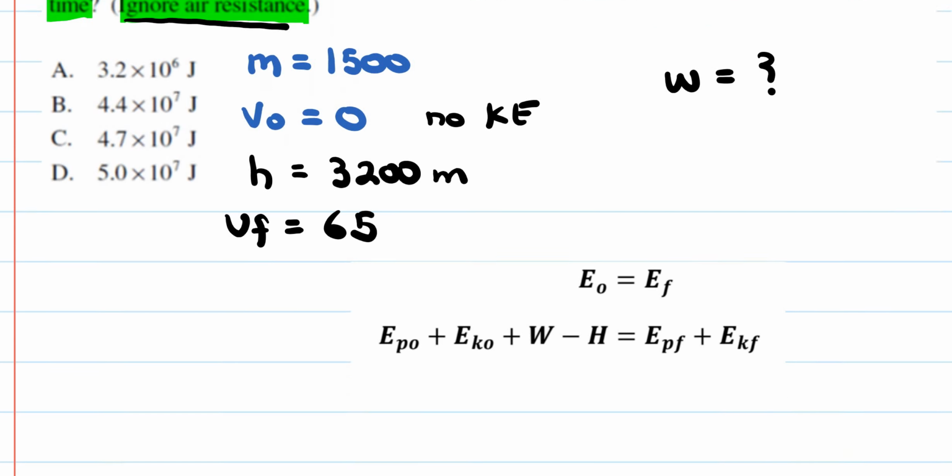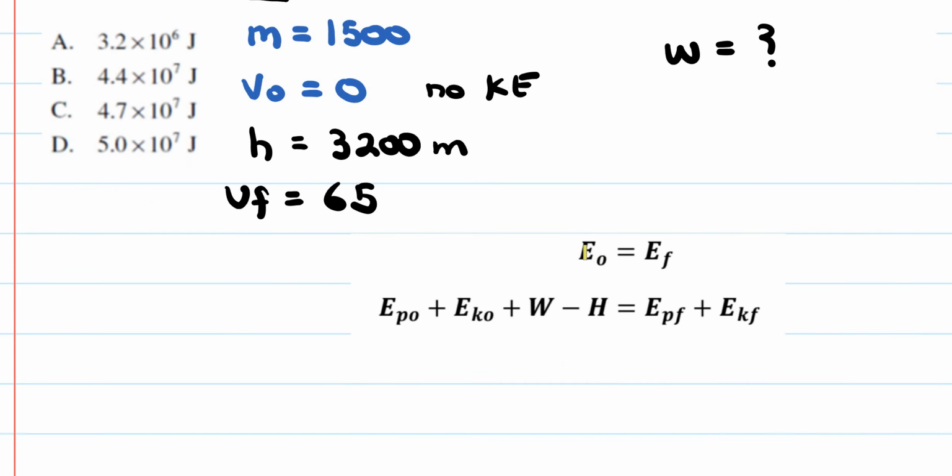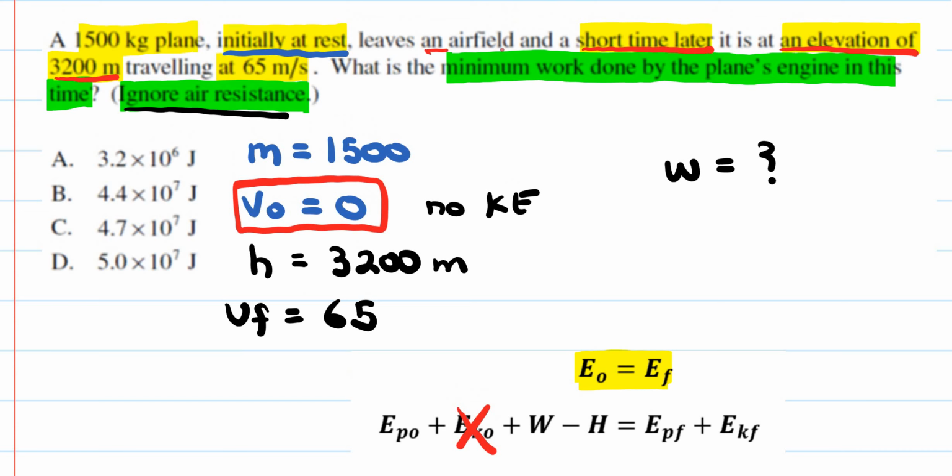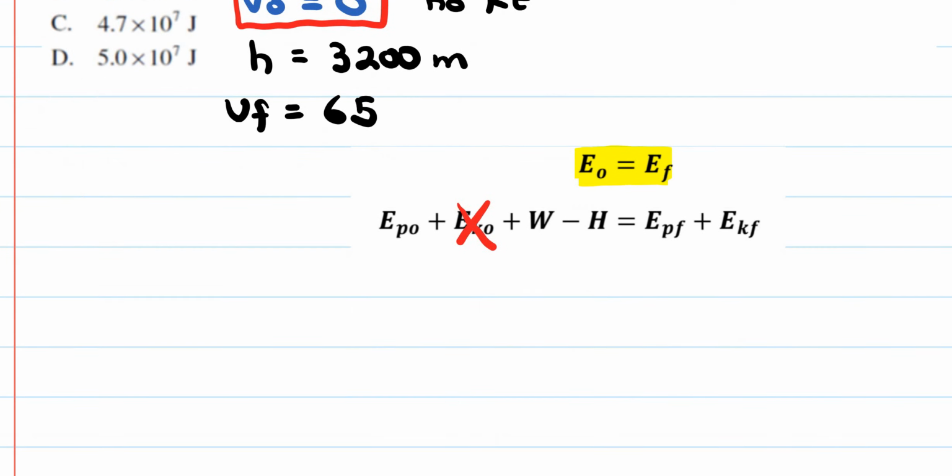So let's go back to the work energy theorem concept, which is stated right here. That means energy is conserved, so energy at the beginning is equal to the energy at the very end. Since we have no initial speed, we have no kinetic energy. And since the plane is leaving an airfield, it technically starts on the ground, and then a short time later it's at an elevation of 3,200 meters up in the air. Since you're on the ground, there's no potential energy at the beginning.